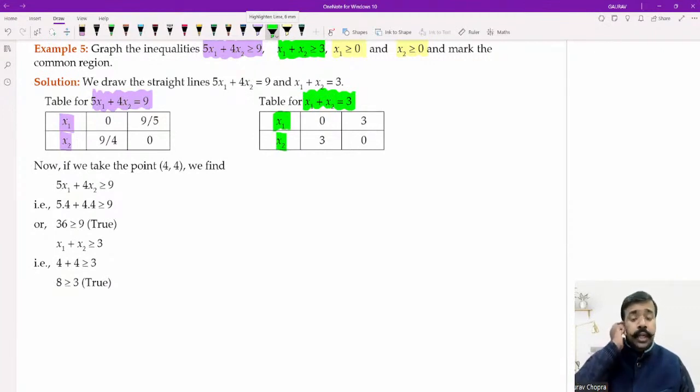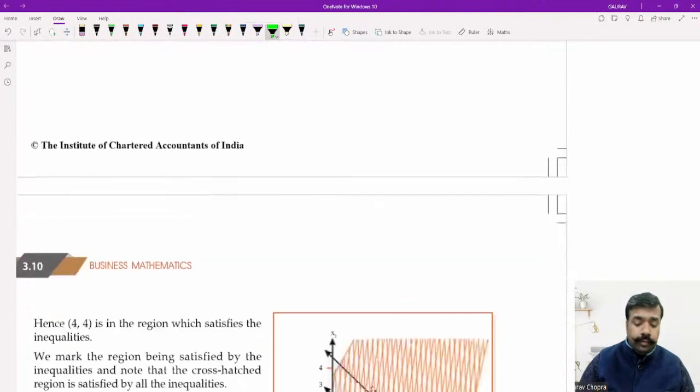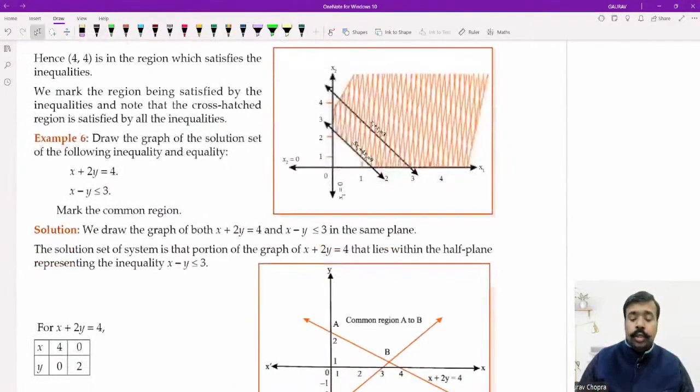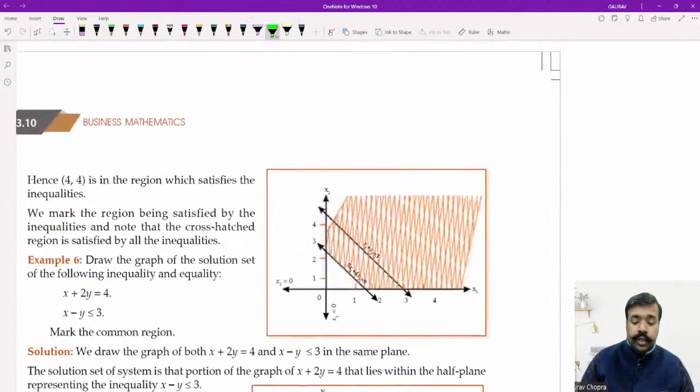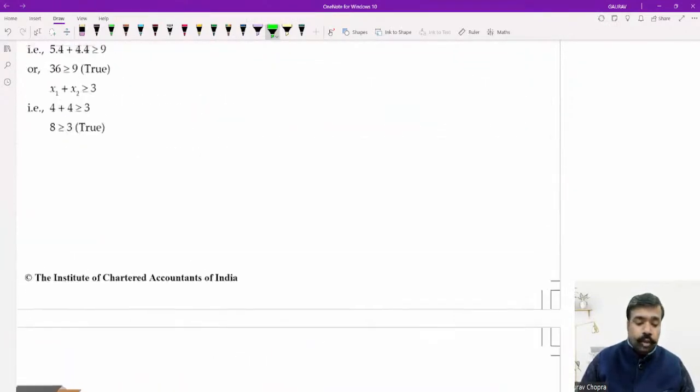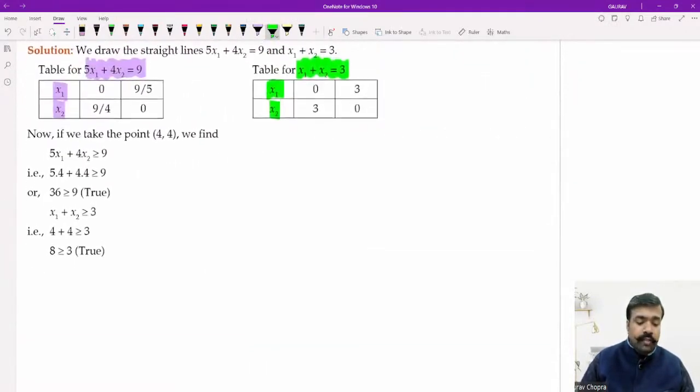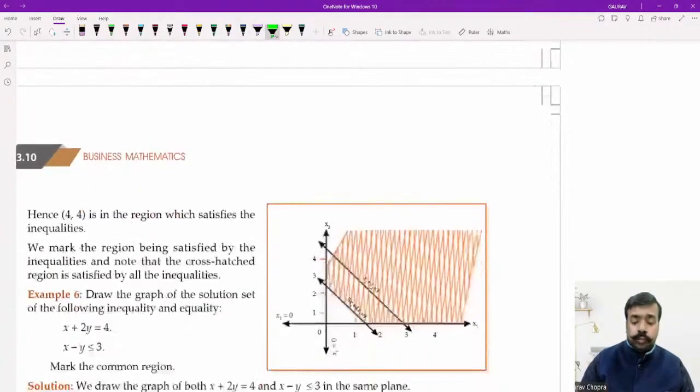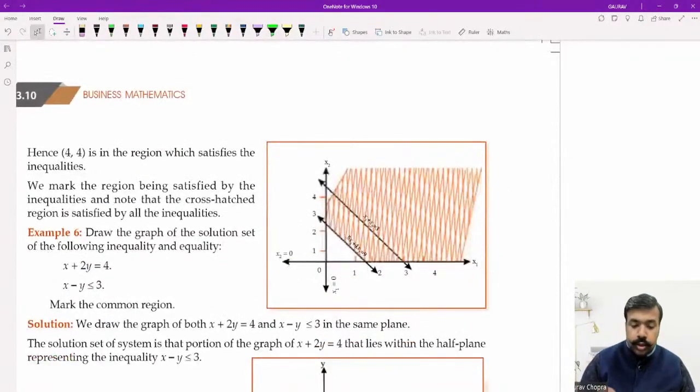Now, after preparing, we have to mark on the graph. You already know about the markings, so we are not discussing how to mark. We have already discussed it in 2-3 questions. Now let us mark with different colors so that it becomes easy. For the first one, it is 5x1 plus 4x2. So this is the line. This is the first equation, and this one is for the second equation.